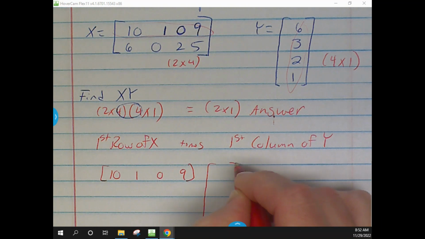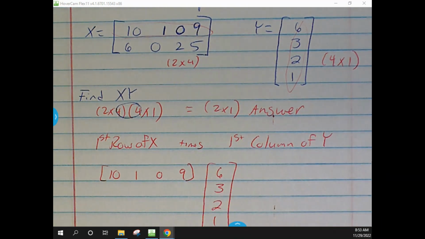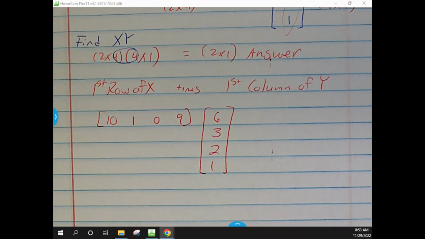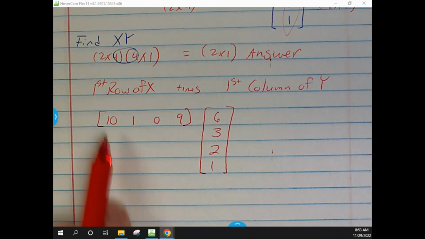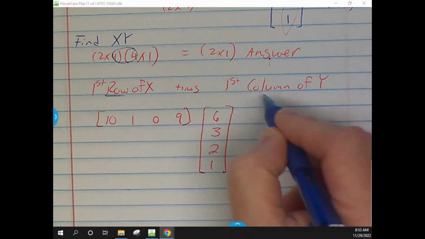And I would say for these, try not to do it in your head, because there's enough stuff going on that if you try to do it in your head, you're probably going to wind up missing something more than likely. Okay, so first row of X and then first column of Y, because it's always rows times the columns. And then from there, you just take it one number at a time.